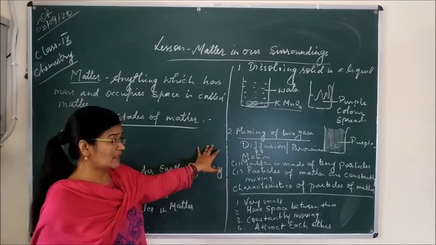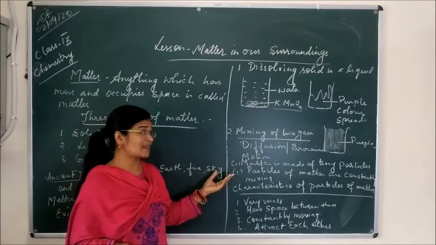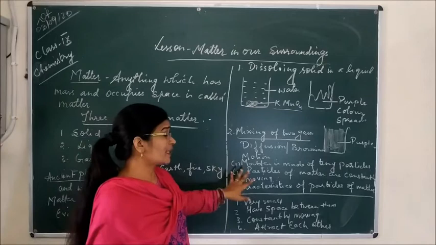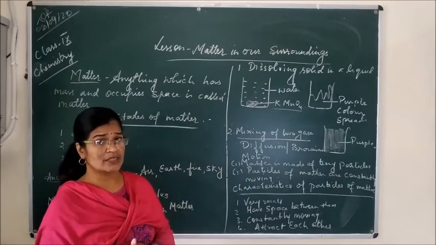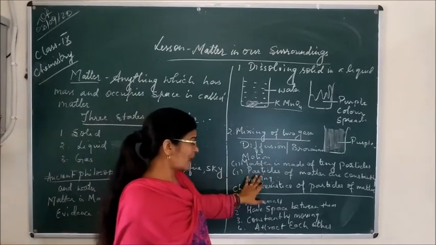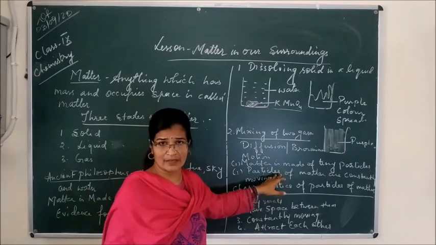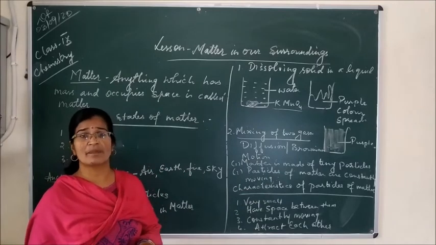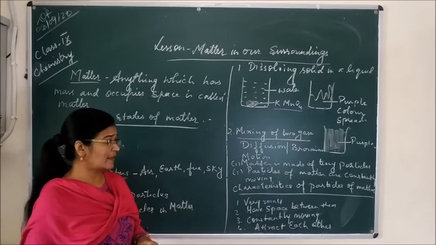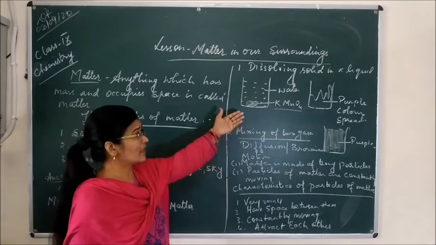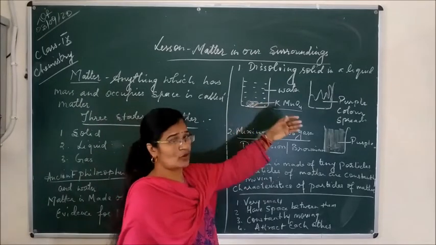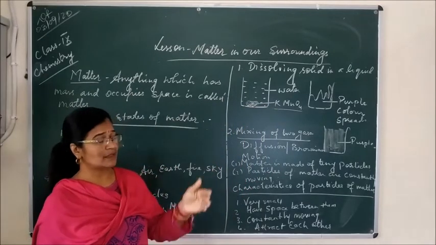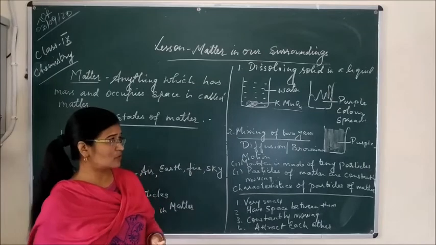Another thing we conclude from this is that the particles of matter are constantly moving. They are not at one place, they are moving constantly, like the dust particles which we see in the closed room when the sun rays come inside. They are moving along with the air here and there. In the same way, when we put the potassium permanganate in the water, the particles start moving continuously, and because of that the color of the water turns purple.